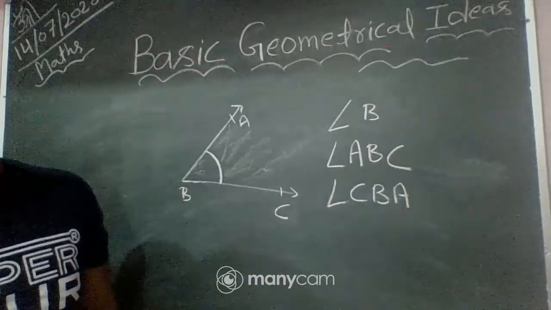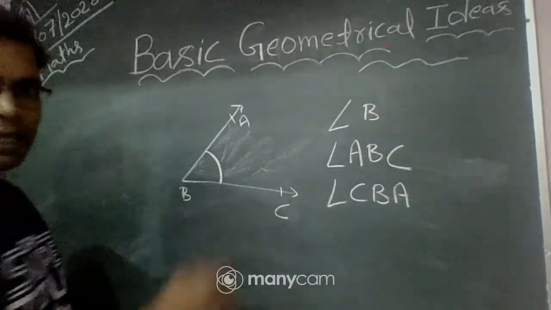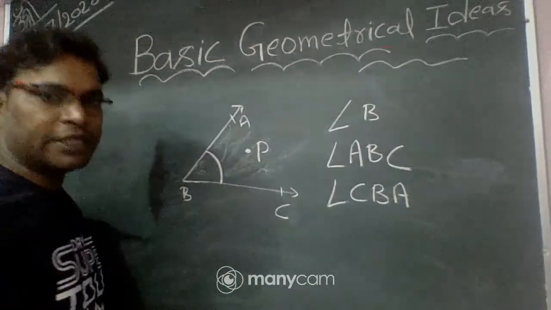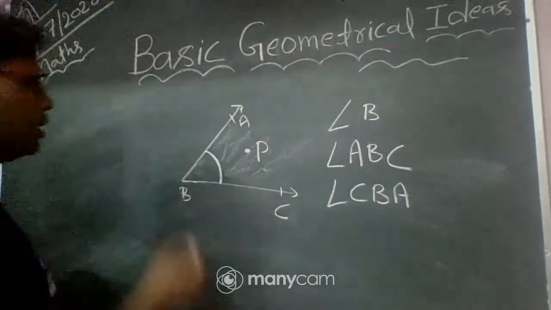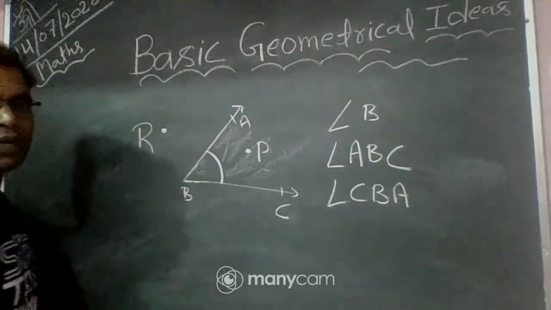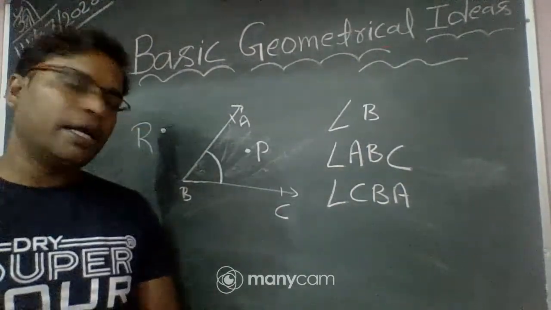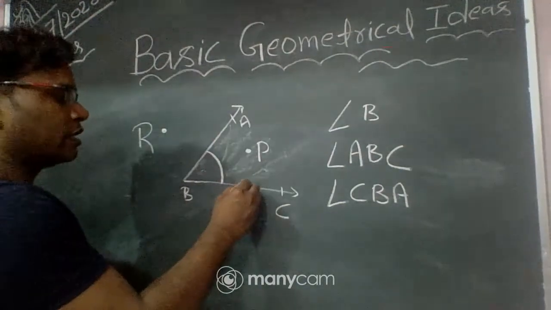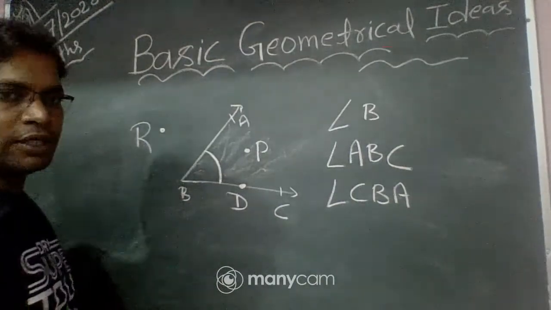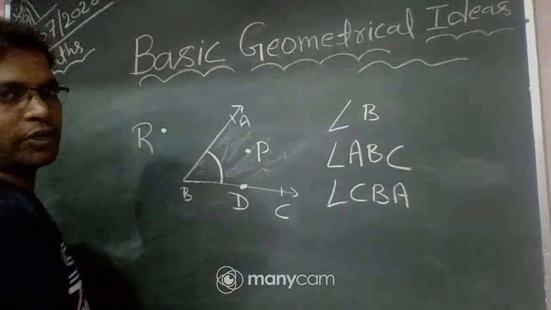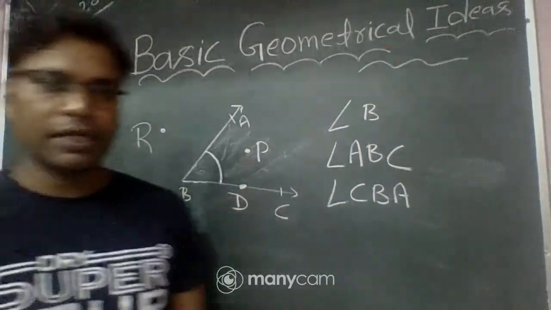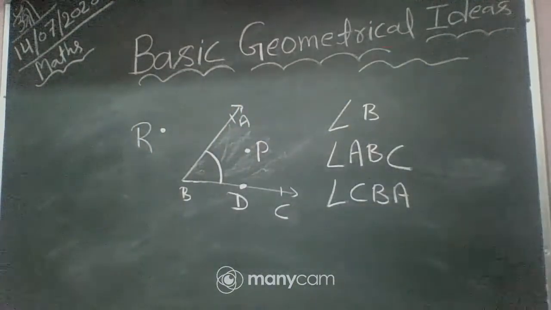Now interior and exterior: if any point is here, suppose point P, then point P is called an interior point. And if any point R is here, point R is called an exterior point. And suppose any point D is here, this is called a boundary point. Okay, so let's see exercise 4.3, question number 1.